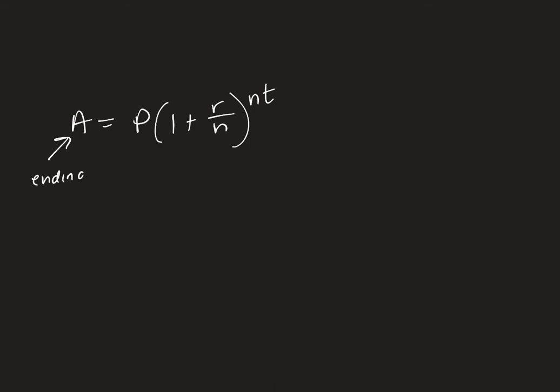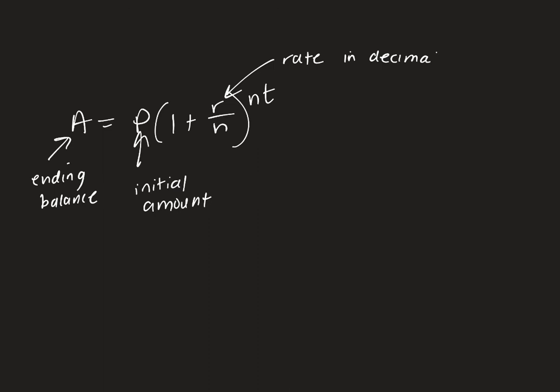So for tomorrow, you're going to need both. A equals P times 1 plus R over N to the NT. This is like the ending balance. P is the initial amount. R is the rate in decimal form. So if I gave you like 2.3%, you got to move it 2 places to the left. N is the number of times a year.